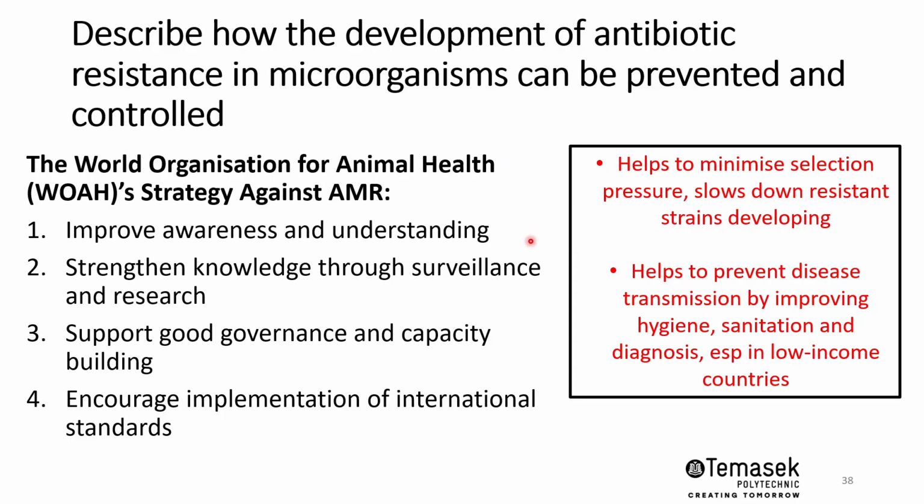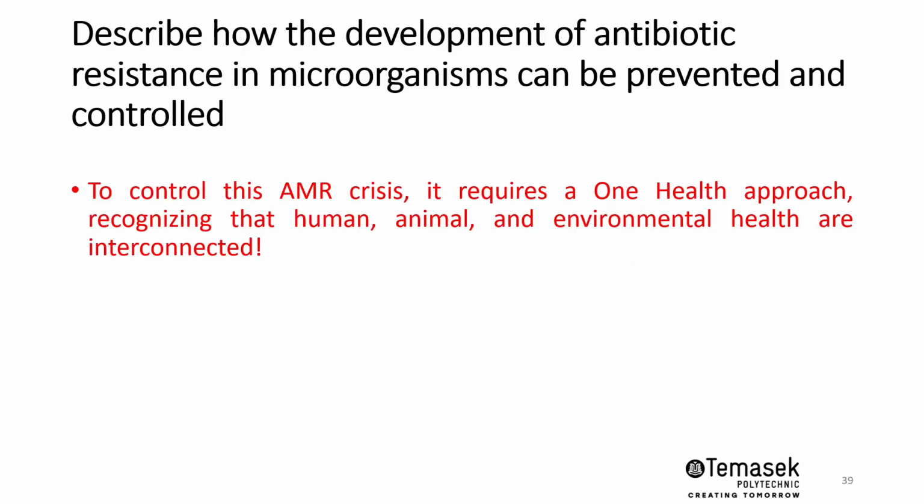So you need to know some of the strategies outlined by WHO, as well as the World Organization for Animal Health, against AMR. All those in the box here will be important to know, and how they help to minimize the selection pressure. I hope I have impressed upon you how important it is to control this antimicrobial resistance crisis. It requires a One Health approach, recognizing that human, animal, and environmental health are interconnected. This way, the development of antibiotic resistance in microorganisms can be prevented and controlled.